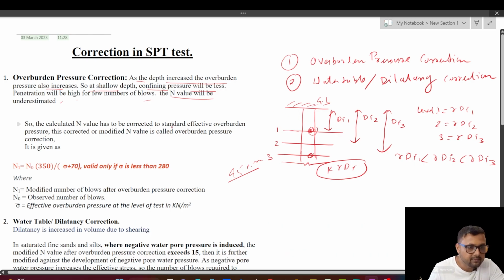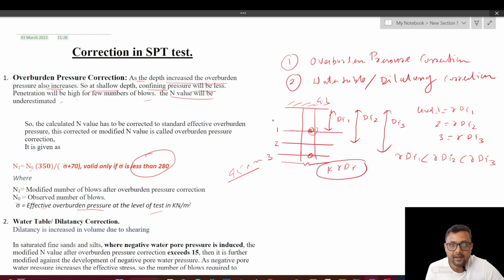So what is the formula for that? The formula is N1 is equal to N naught into 350 by sigma dash plus 70. Sigma dash is the effective overburden pressure at the level of the test. And this is valid only up to 280. If the value of sigma dash is 280, then 280 plus 70 is 350, so N1 equals N naught. So up to an overburden pressure of 280, this formula is valid. When the overburden pressure exceeds 280, we don't need to apply this correction. Only up to 280 do we have to apply the overburden pressure correction.